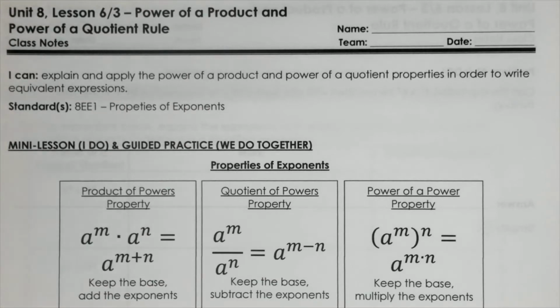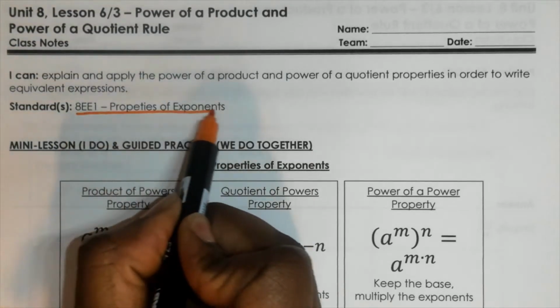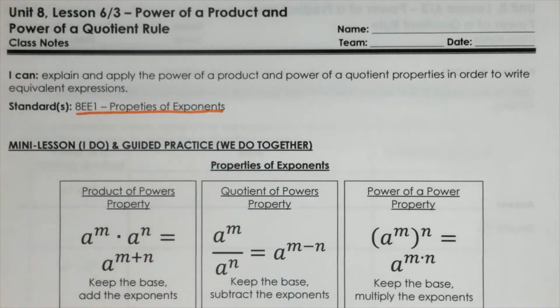Alright, so the standard today is AEE1, as we've been learning about all week, and this is your last lesson for the week because tomorrow you have a quiz. So if you have not looked at the lessons yet, please make sure you do so. You're going to want to know all the properties of exponents so that you can be prepared for your quiz.